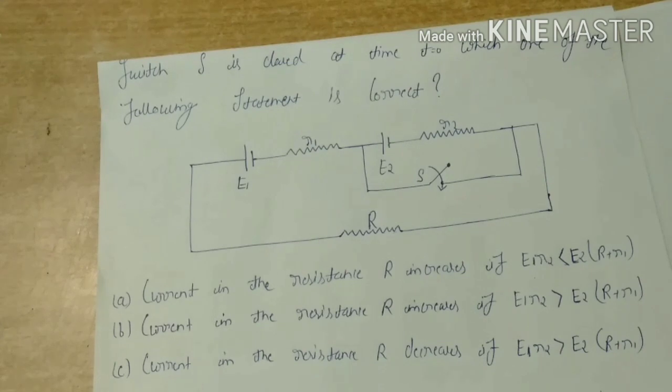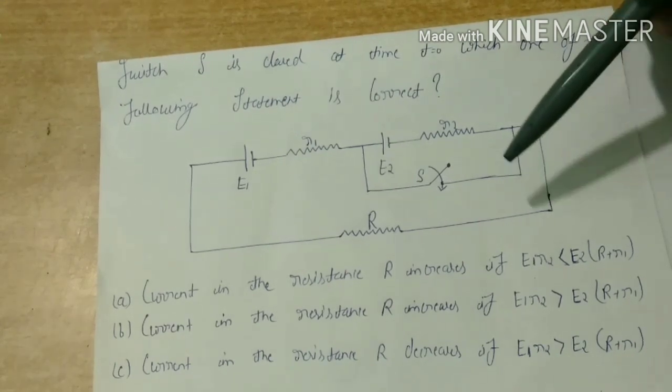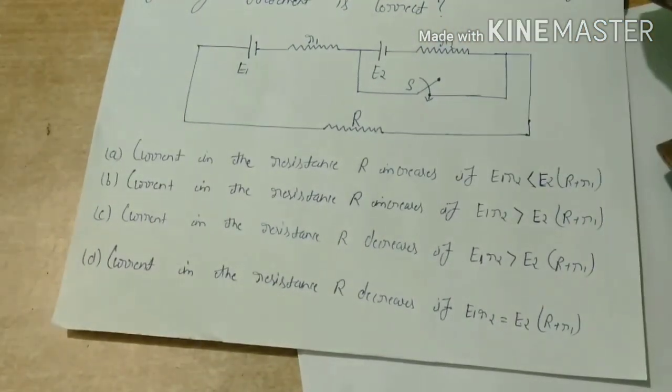In this video, we will deal with some basic questions of IIT JEE Mains related to electric circuits on the topic of voltmeter and ammeter. So let's get started. At time t equal to 0, which one of the following statements is correct? The circuit diagram is this. There are 4 options given, of which one is correct. So let's solve this question.